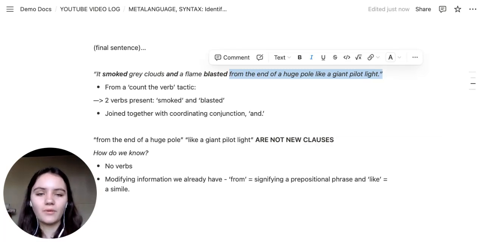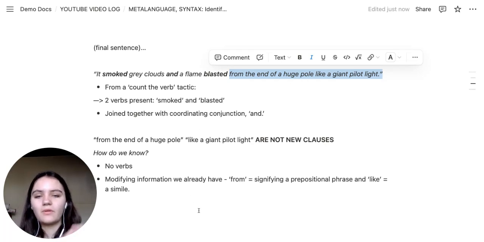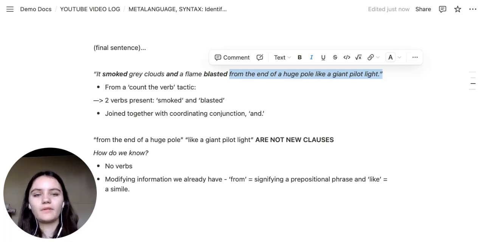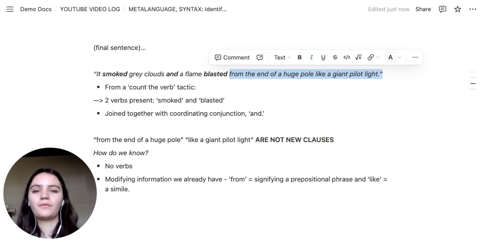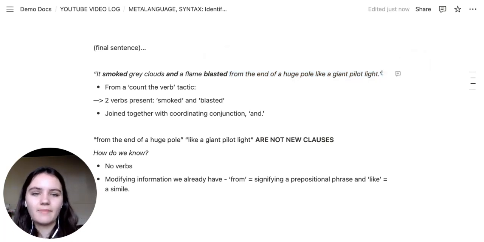Now, how do we know we can quickly disregard them as being whole new clauses? Well, there's no verbs here, right? And also, we know that they're just modifying information of, say, the flame. So, for example, the "from" is a prepositional phrase. It's telling us the location of things occurring in the sentence. And we have this being a simile, a giant pilot light. So it's not actually a new clause in and of itself.